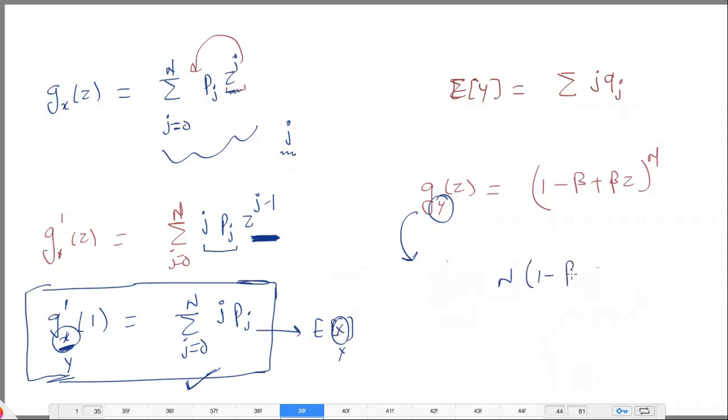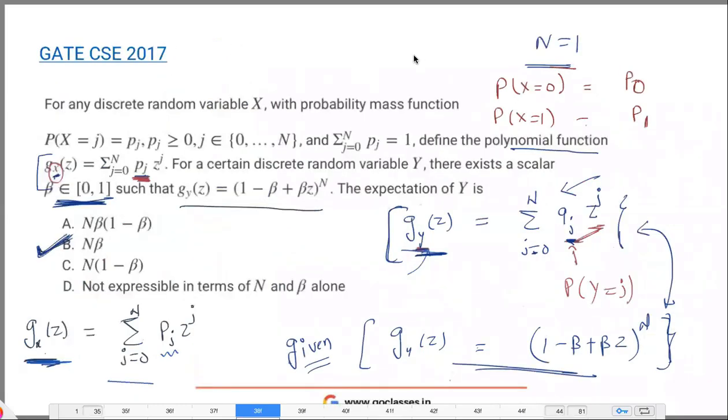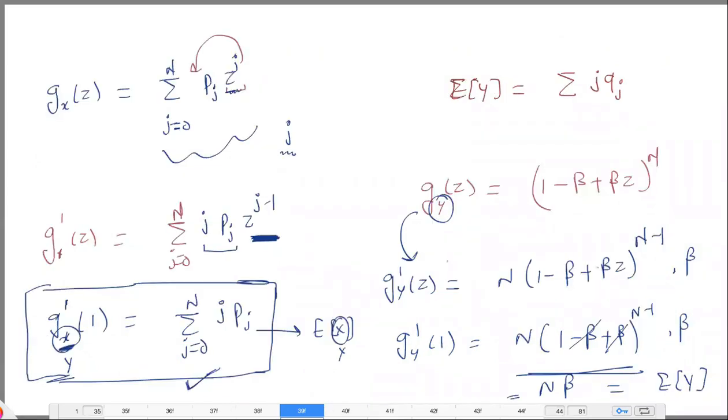So it will be n(1 - β + βz)^(n-1) times β, right? So this is the differentiation. Now you plug in the value of z equal to 1, so it will be n(1 - β + β)^(n-1) times β. So the β inside cancels out, this is just 1^(n-1), and this is just nβ, which is the expectation of Y, right? So nβ is the expectation of Y that we are getting. Let me just call it method 1.